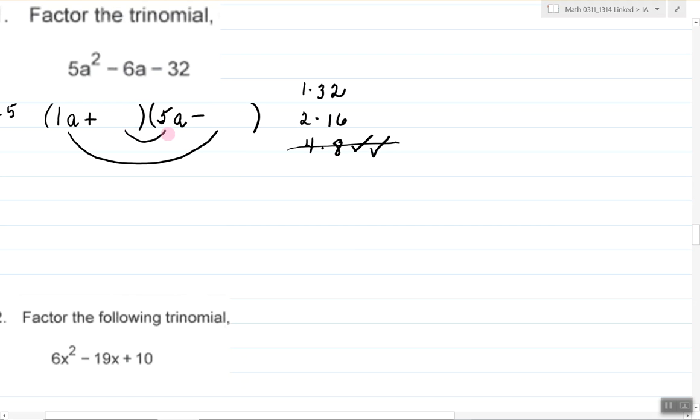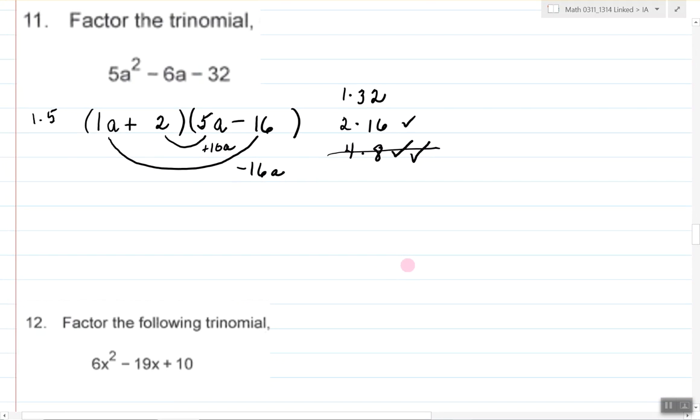The next thing I'll try is 2 and 16. This time the outer product is negative 16a, the inner product is positive 10a, and yay! Positive 10, negative 16 gives me negative 6a, and that's what the middle term is. So I found it right here.